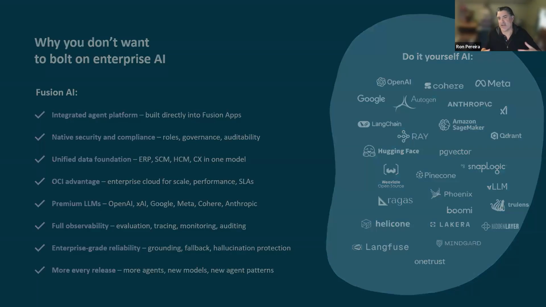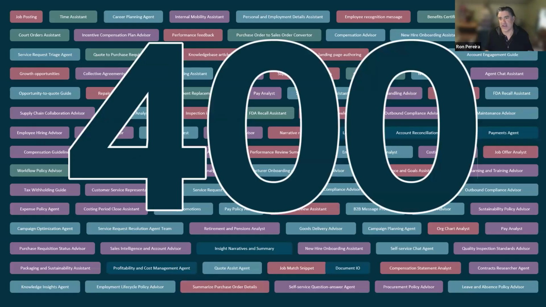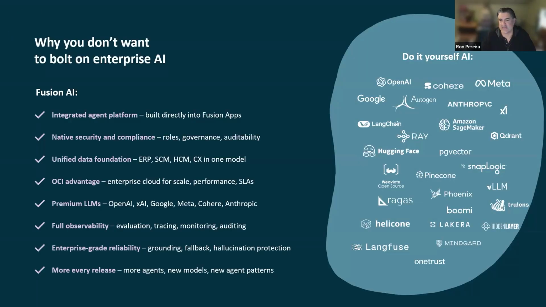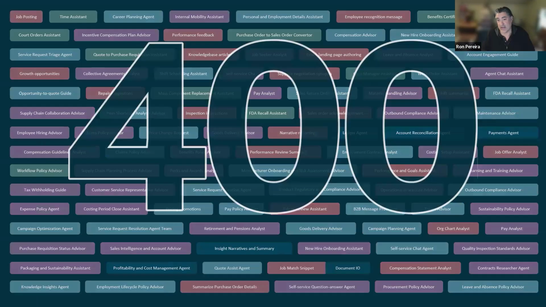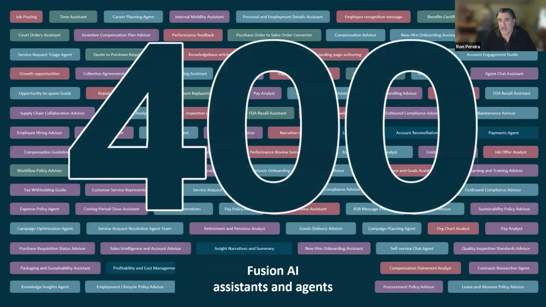And to really take advantage of that, what you can see in Fusion is over 400 AI assistants and agents, and on the next slide, they are built in. So there's so much to take advantage of in terms of already built-in capabilities, already pre-built agents, and of course the pre-built agent templates that we'll talk about here.